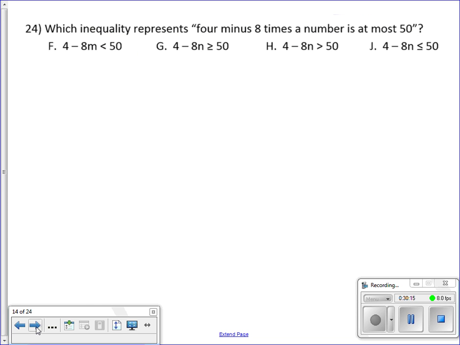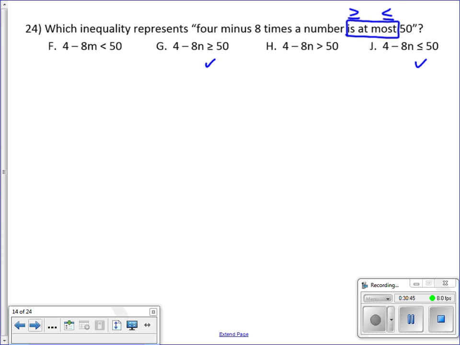Okay, which inequality represents 4 minus 8 times the number is at most 50? Okay, at most. This is that word that's going to be either the greater than or equal sign or the less than or equal to, because it's at most, meaning it's also going to be equal to 50. We know it's either this one or this one, because it's got to be equal to.